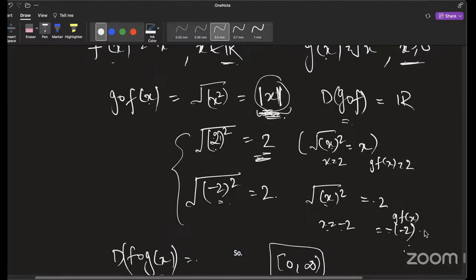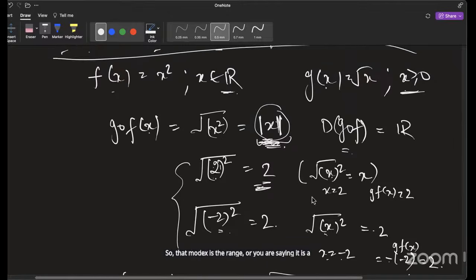So that mod x is the range, or you are saying it is a domain? Mod x is range, no? Mod x is a function.